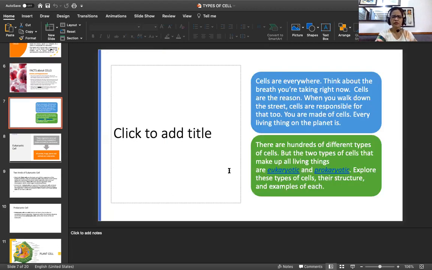Now, cells are everywhere. We should always think that cells are everywhere.